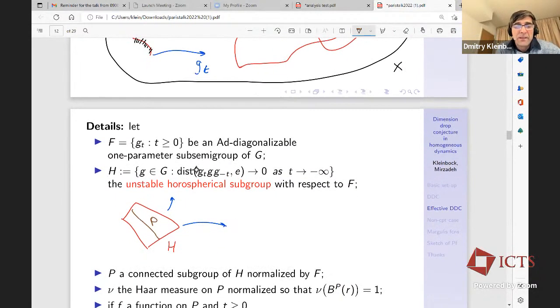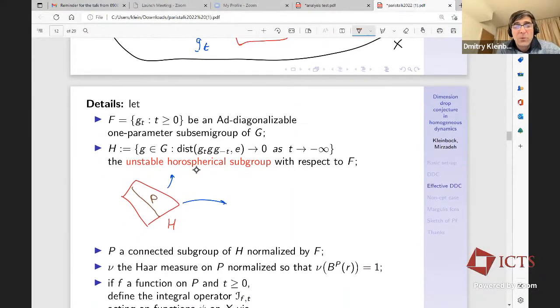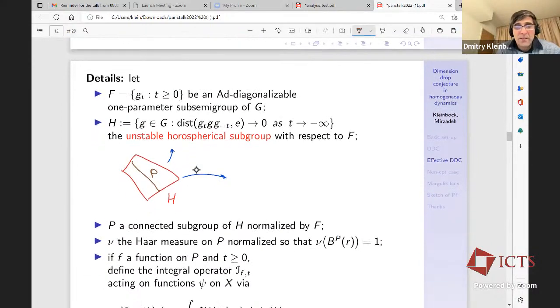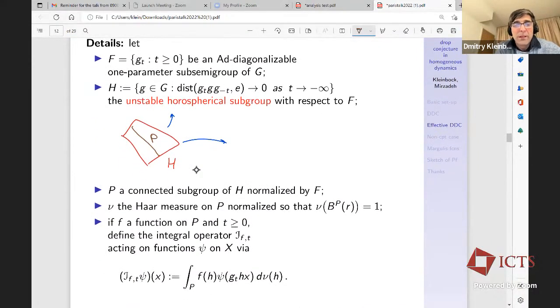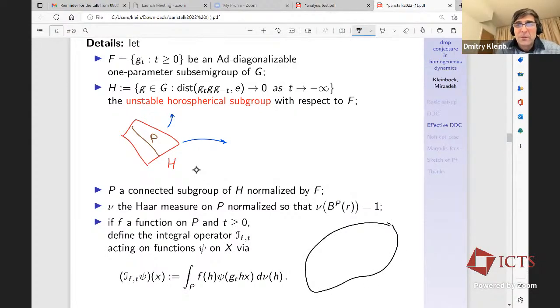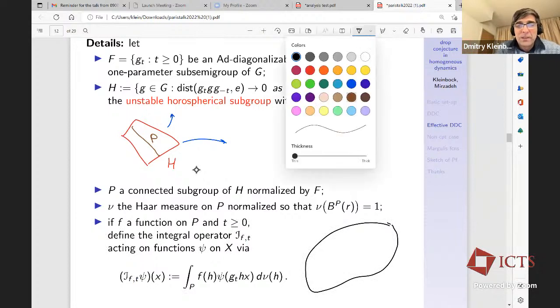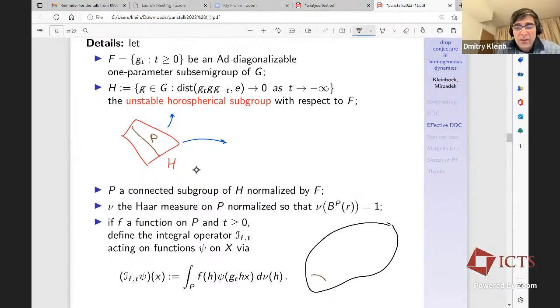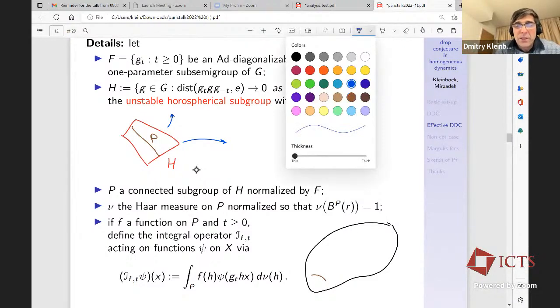Okay, and nu will be Haar measure on P normalized so that the unit ball has measure 1, and what will play a role in my talk is the operator IFT, which is defined as follows. You start by choosing some function on this P, then you expand it by GT.